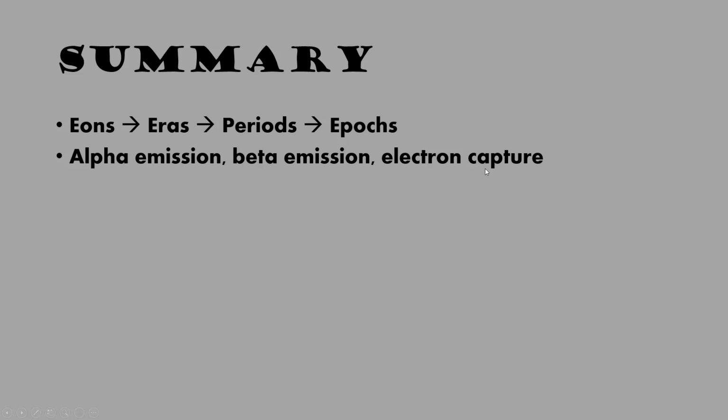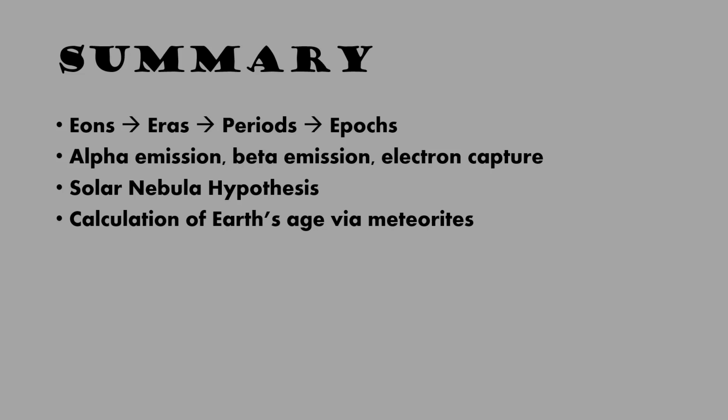a new neutron. And then finally, we talked about the solar nebula hypothesis in this lecture, and how by understanding the solar nebula hypothesis, we can understand how geologists and astronomers came up with a calculation for the age of the Earth using iron meteorites. We're going to be talking about stony meteorites in a couple chapters also. Stony meteorites are believed to be the mantle of the failed planet.